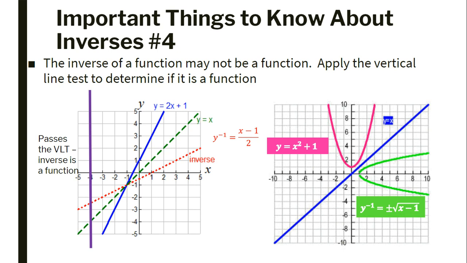But in our second example, when I apply the vertical line test, I notice that it passes through the inverse twice. That means the inverse is not a function.